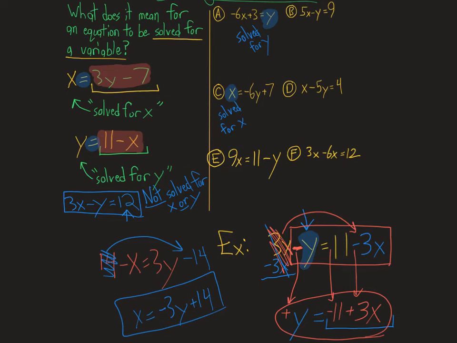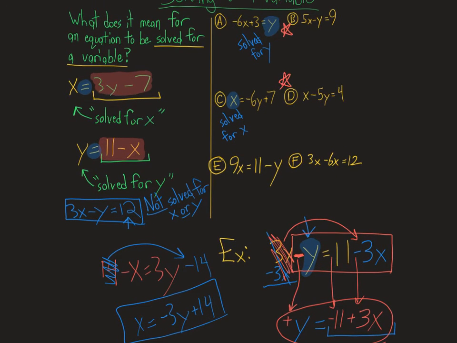There's those examples for you. Why don't you take a minute to rewrite b and solve for the variable, d, and e. F takes a little more work. We'll look at F in a minute, but take a minute, pause the video, and do B, D, E. Solve those for the variable, and then come back and see if you're right.